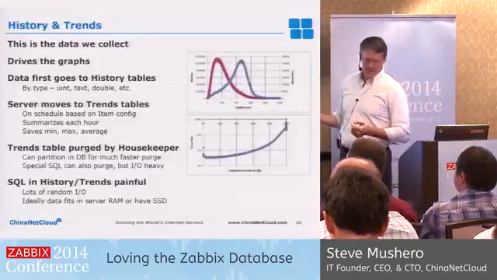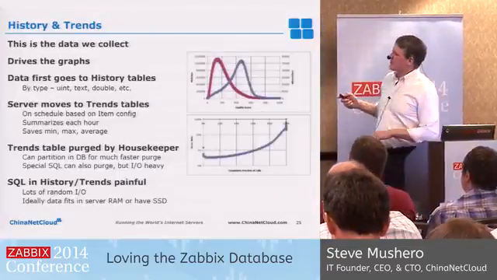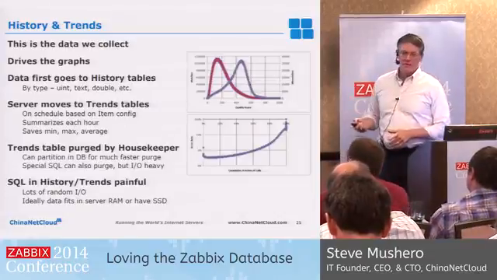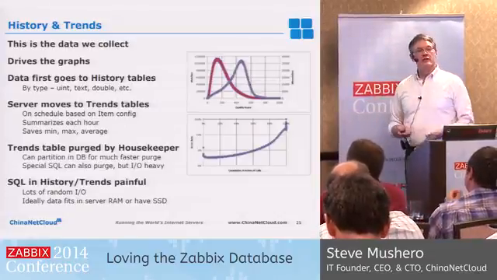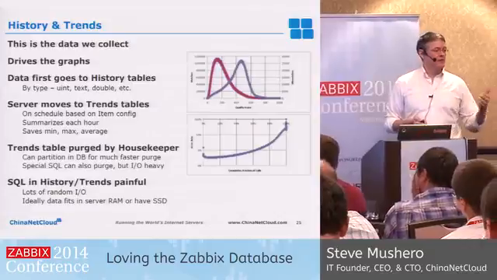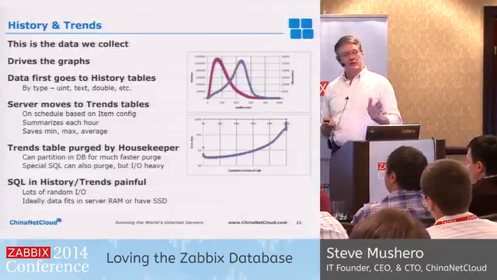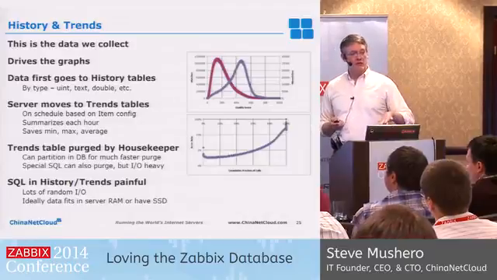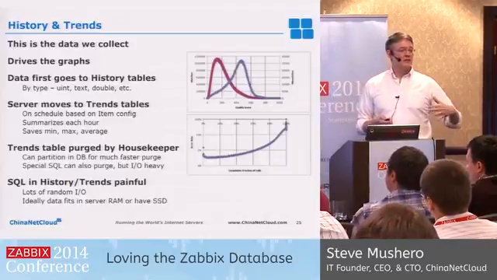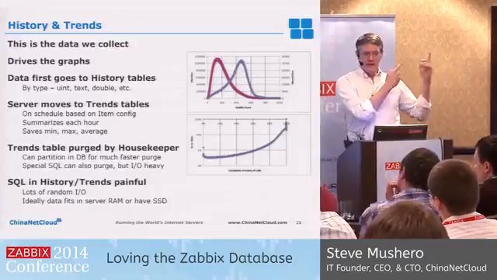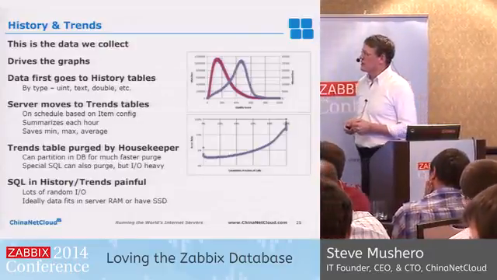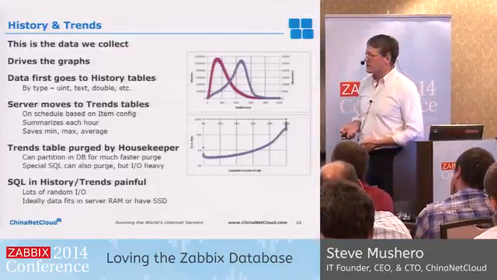History and trends. As you probably know, data is collected into the history tables of the different types, right? There's floating point, string, and so on. At the end of the trend interval, the history interval, that gets converted to trends by the server. So you have the trend table, which is the long-term table, and you can scan that and analyze it, as was talked about earlier. This is purged by the housekeeper, of course.